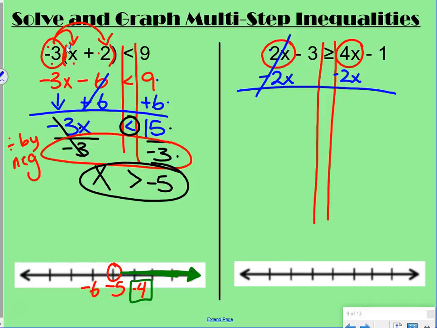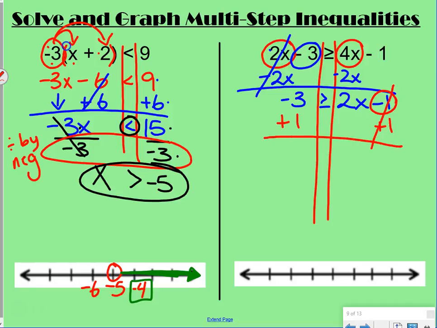2x minus 2x cancels, leaving us with negative 3. Bring down our greater than or equal to sign. 4x minus 2x is 2x. Bring down the minus 1. We want to get 2x by itself, so we're undoing the minus 1 with a plus 1. 2x, the greater than or equal to sign comes down. Negative 3 plus 1 is negative 2.